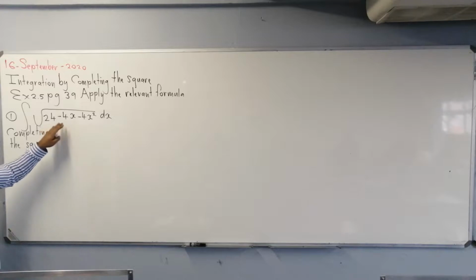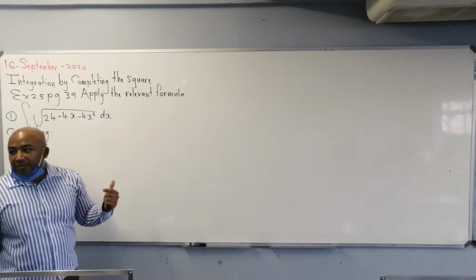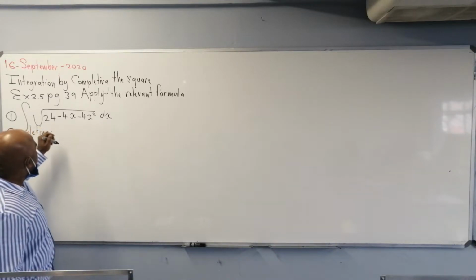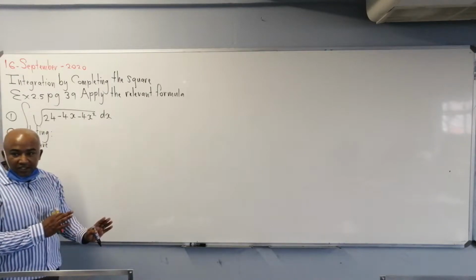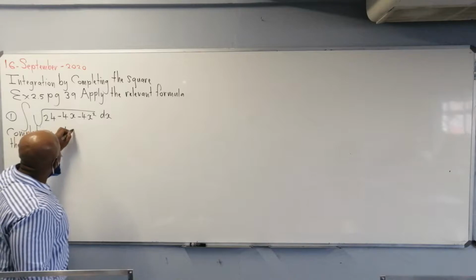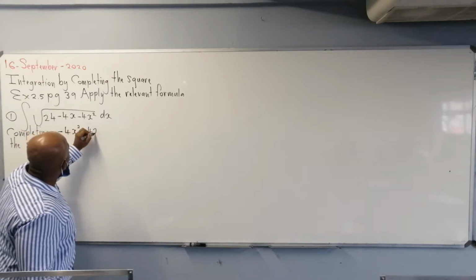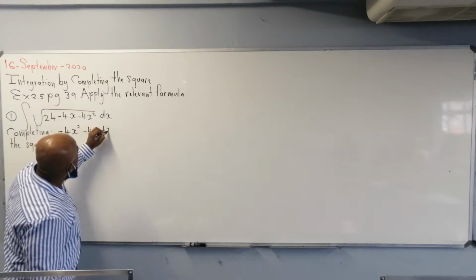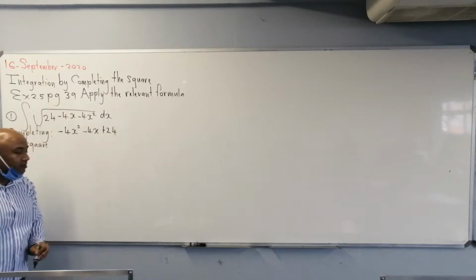So what we need to do is transfer this information here. You're going to get marks for this. So remember, let's write it down in order. Ax squared plus bx plus c. So that will be minus 4x squared minus 4x plus 24.